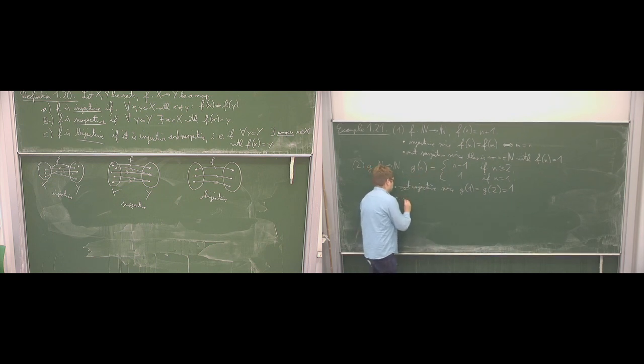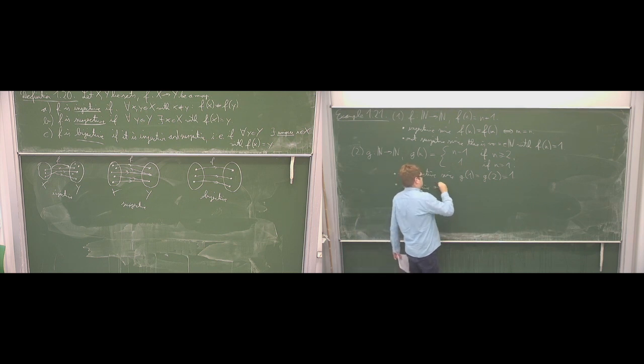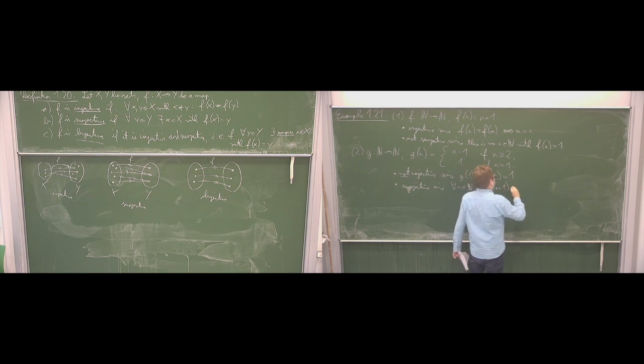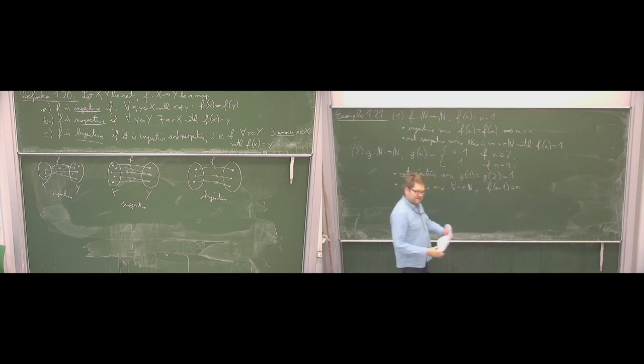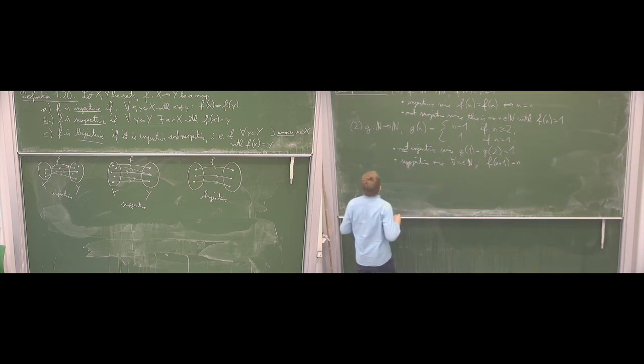But it's surjective, since for all n in N, we have an element mapped onto n, namely n plus 1 is always mapped onto n. So every n is met by g, so some element is put onto n. And this is what we wanted to have. So this means it's surjective.